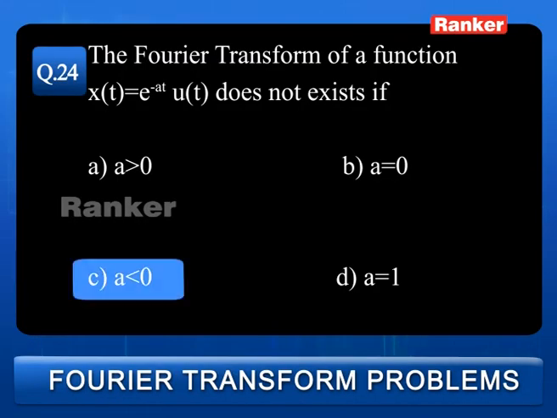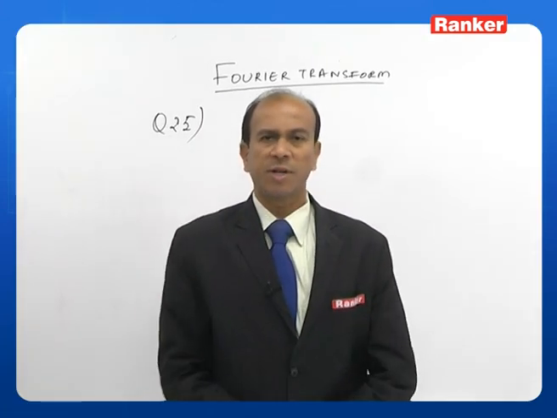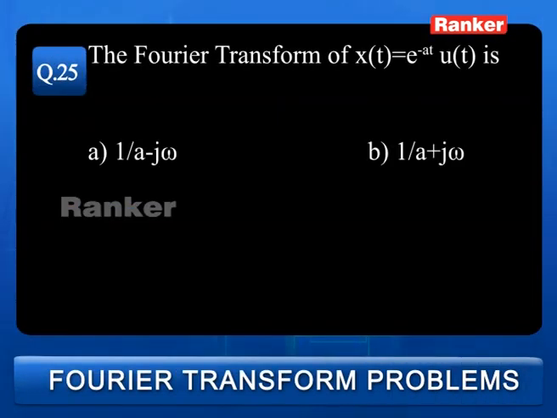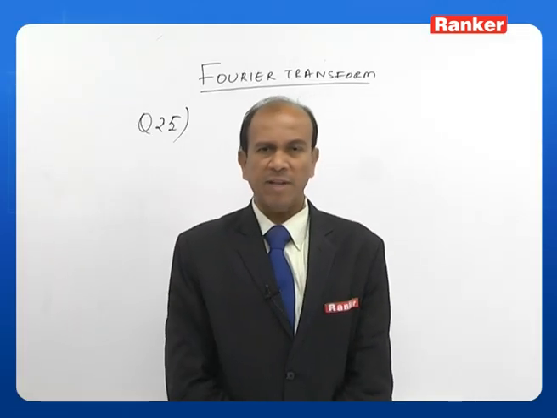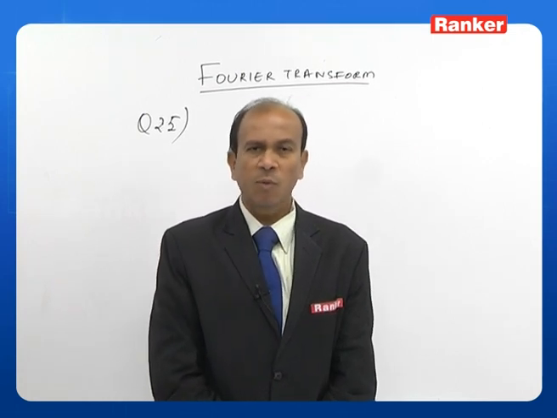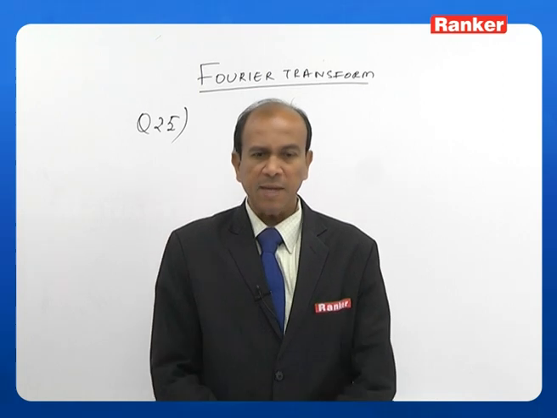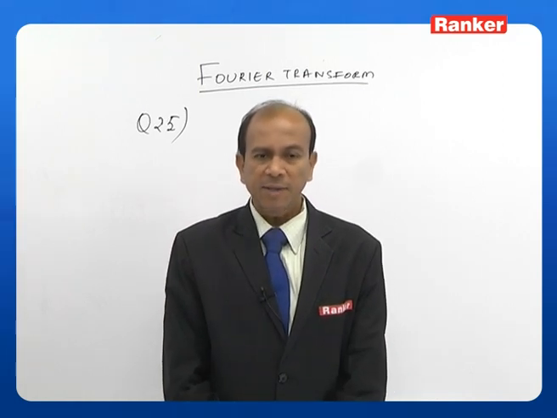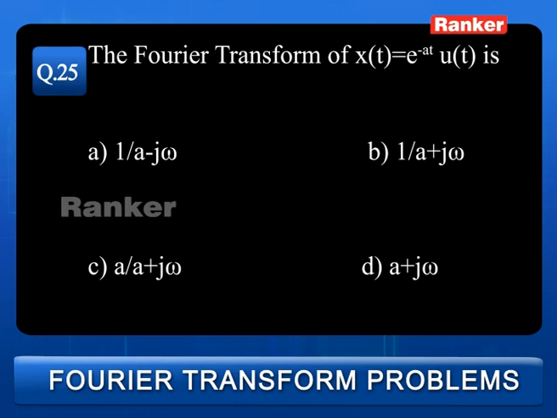Let us see the next question, that is 25th question. The Fourier transform of x of t is equal to e to the power of minus at u of t is A. 1 by a minus j omega, B. 1 by a plus j omega, C. a by a plus j omega, D. a plus j omega. Remember, earlier we have solved this type of problem using the time scaling property. So what's the answer? The answer is B, that is 1 by a plus j omega. The answer is B.